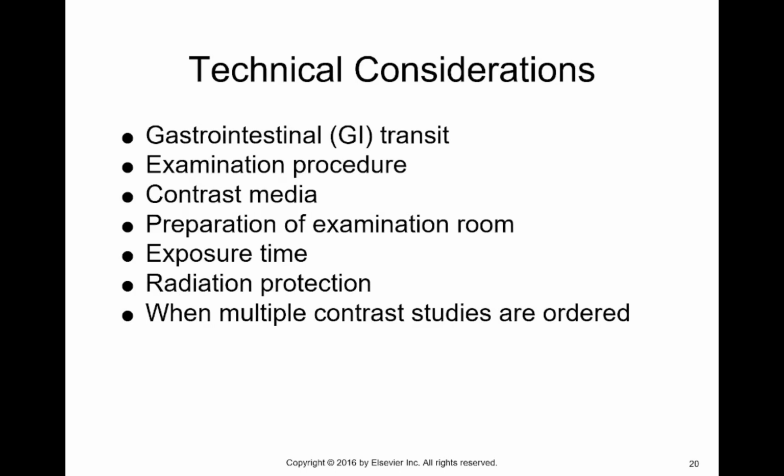So in our imaging, what we have to consider is a number of different things. Gastrointestinal transit just refers to how quickly something clears. We'll talk about that a little bit more in depth. We have to consider how quickly it gets to the stomach, how quickly the contrast gets from the stomach into the small intestine, and how long it takes to get through the small intestine.